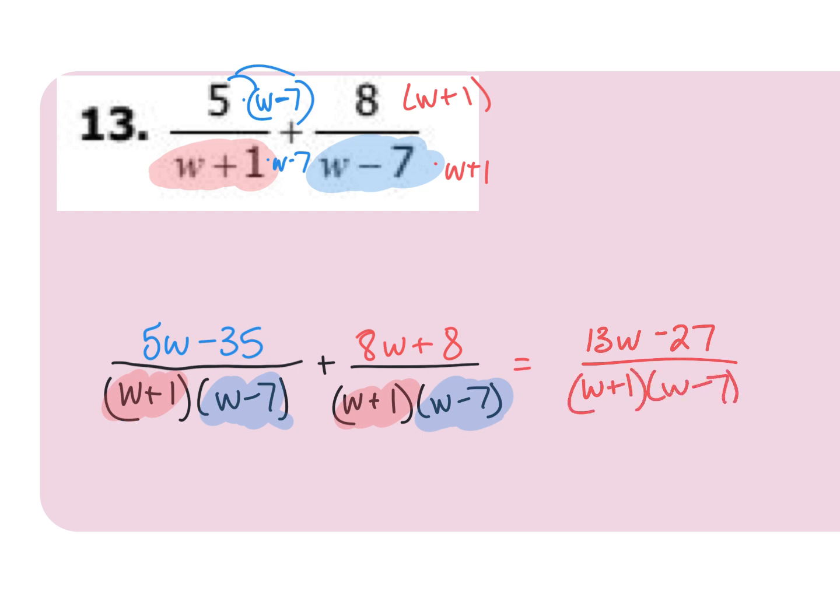From here, this is where we would see, can we factor that numerator if possible? And 13 and negative 27, no. There's nothing we can do there. So we're actually just done. This is the final answer. It's not super beautiful, but that's part of Algebra 2. We know that not all of our answers are going to be stunning, okay? But that is it.